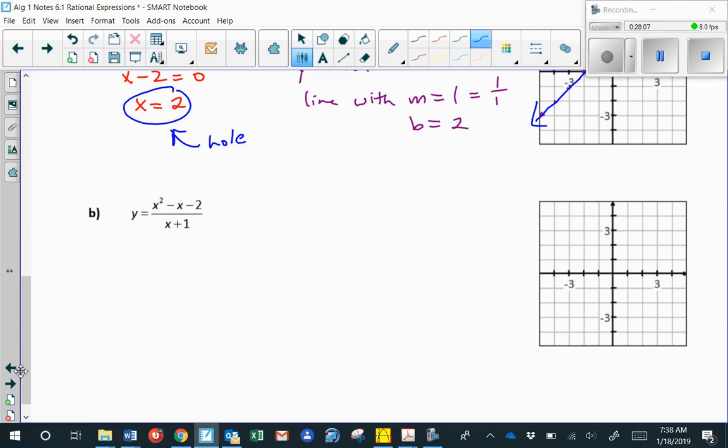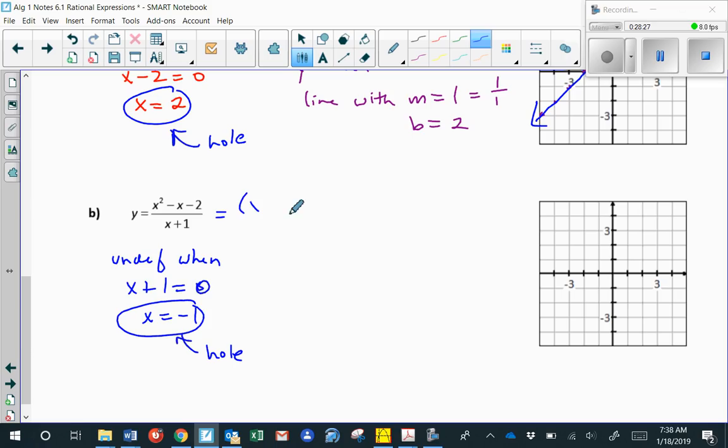In B, we can first note that the fraction is undefined when x plus 1 is equal to 0, which means that x is equal to negative 1. So remember, we're going to have a hole in the graph at that point. Now let's simplify the fraction. Factor the numerator. It factors into x minus 2 times x plus 1. Cancel common factors. And then our graph is going to look like just plain old y equals x minus 2.